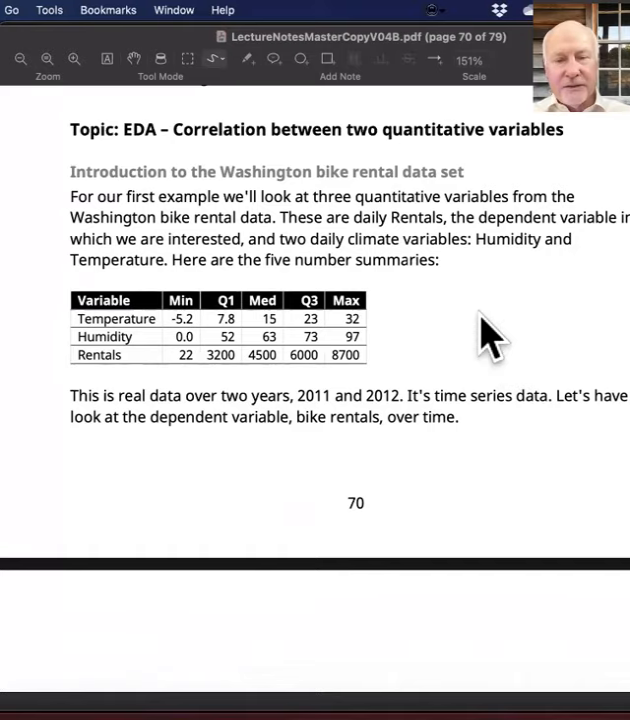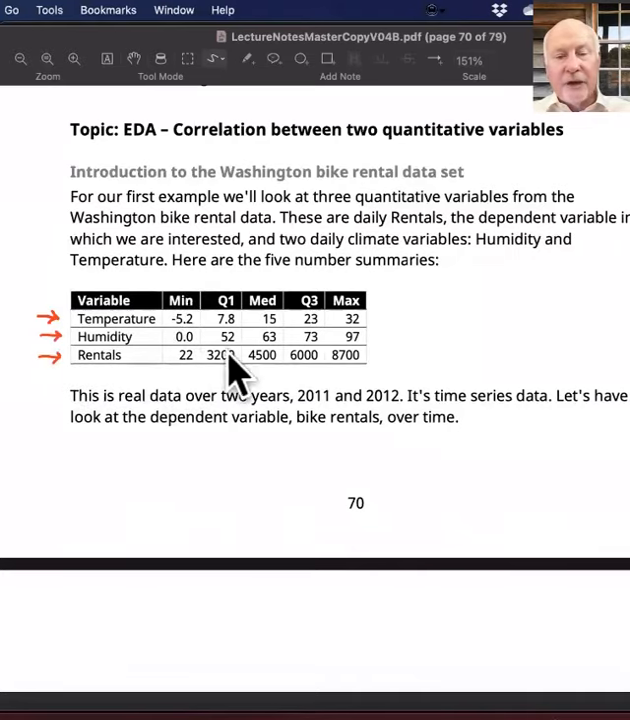doing some fancy statistics. So we're starting off with this Washington bike rental data again, and we've got three variables here. We've got daily temperature, which is the average temperature on each day. It's a 2-year period, about 730 days of data. That's the average temperature, that's the humidity, average daytime humidity, and that's the number of bike rentals.